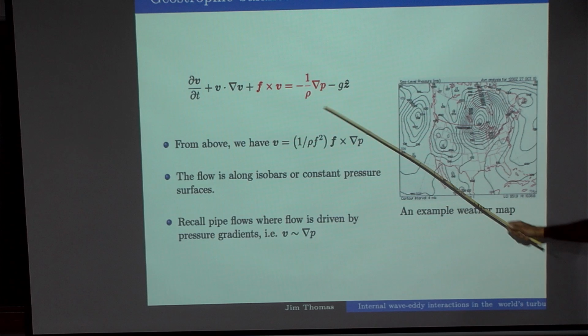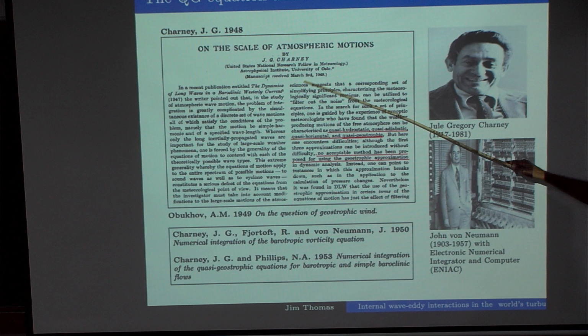So Charney derived it in 1948. And this was also derived in parallel by a person called Obuko. Obuko was a student of a person called Kolmogorov. Some of you might have heard of Kolmogorov. He derived this, and the paper is in Russian. So these two people derived the QG equation, and because of that, it's also sometimes called the Charney-Obuko equation.